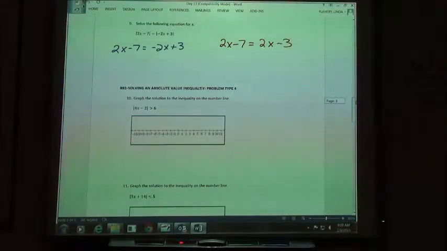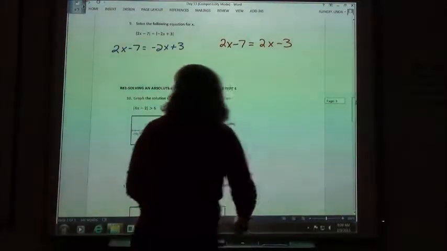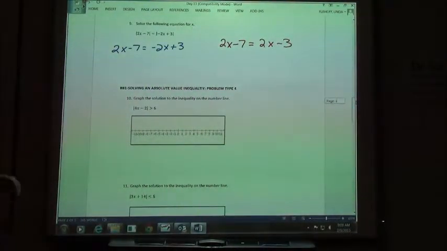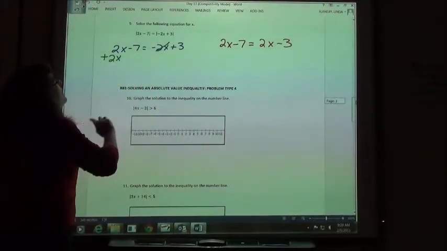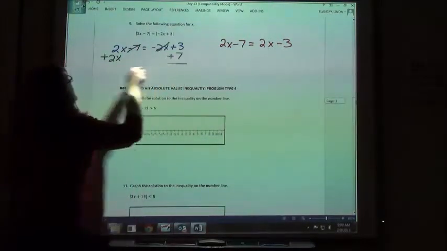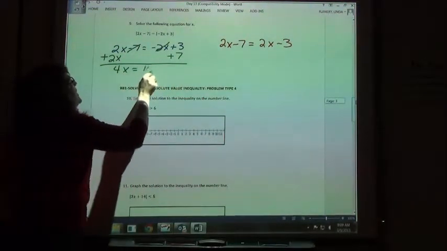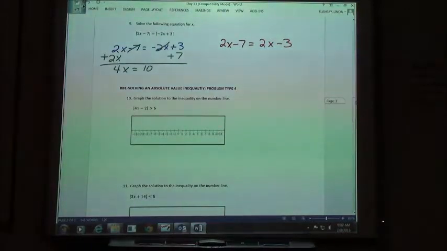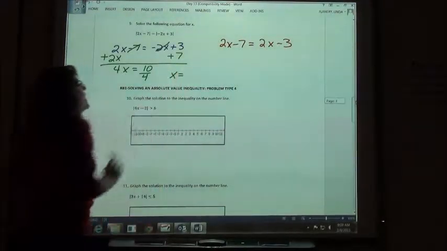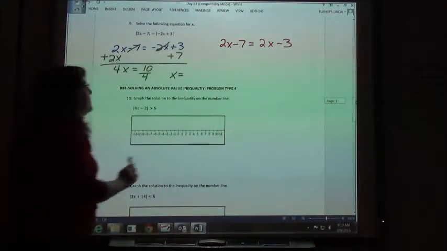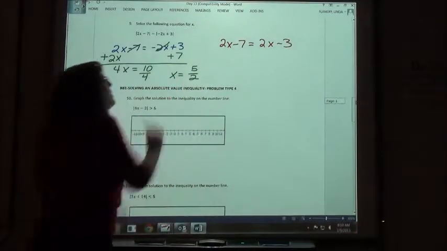Most commonly on the assessments, when I see people miss the absolute value problems, it's because they forget to do two problems and they only do the one and just put in one answer. When I solve the first one here, I would add the 2x and add the 7. So 4x would equal 10. Then I'm going to divide by 4 and simplify, so my answer would be 5/2.